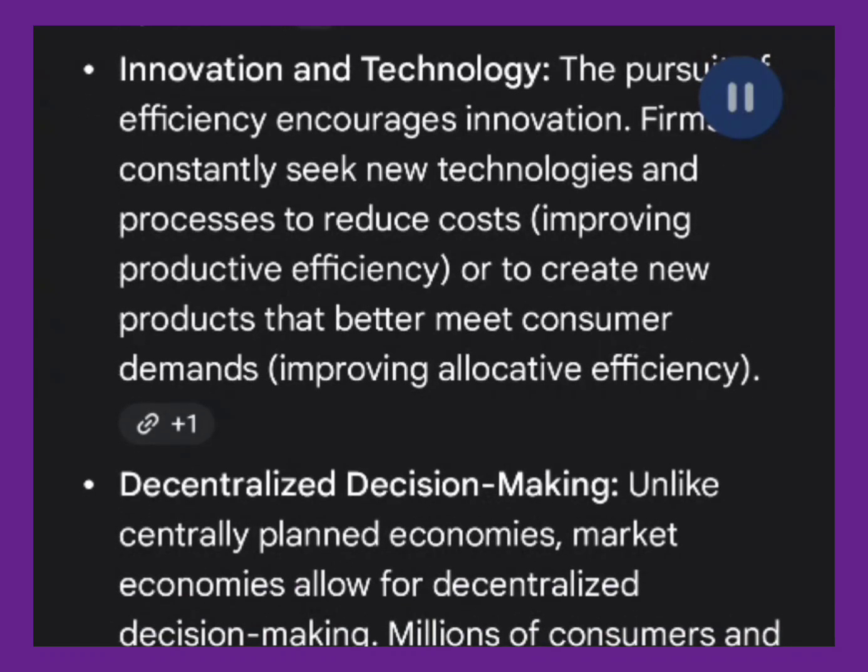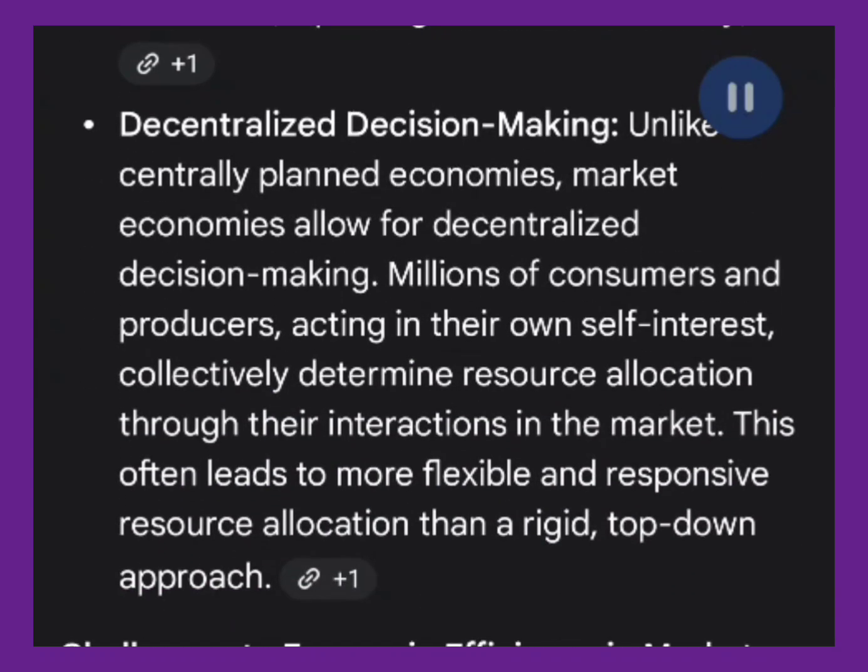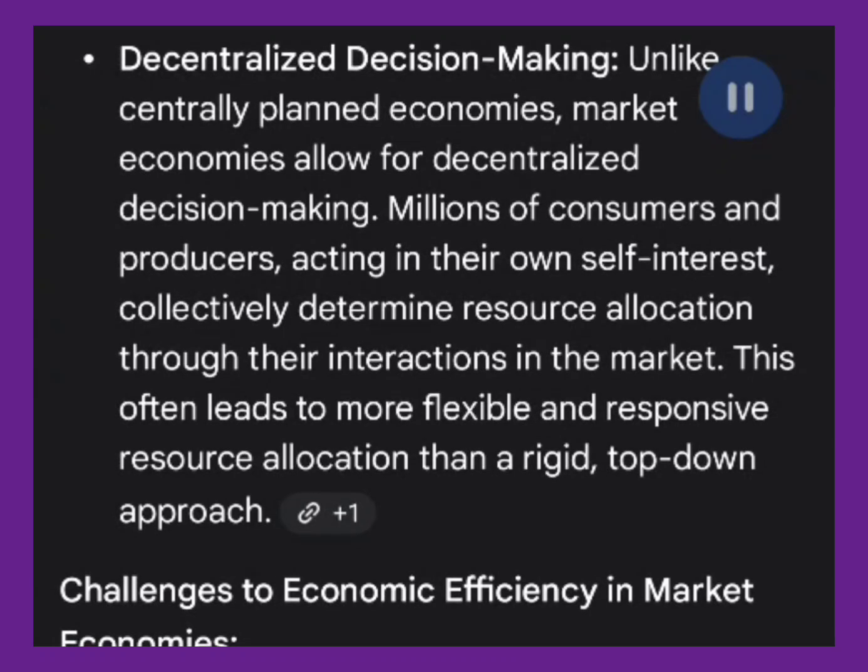Innovation and technology. The pursuit of efficiency encourages innovation. Firms constantly seek new technologies and processes to reduce costs, improving productive efficiency, or to create new products that better meet consumer demands, improving allocative efficiency. Decentralized decision-making. Unlike centrally planned economies, market economies allow for decentralized decision-making. Millions of consumers and producers, acting in their own self-interest, collectively determine resource allocation through their interactions in the market. This often leads to more flexible and responsive resource allocation than a rigid, top-down approach.